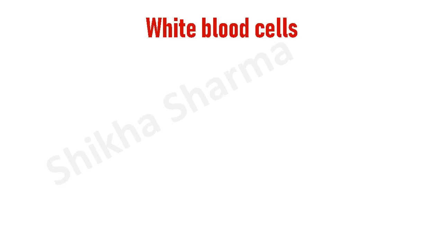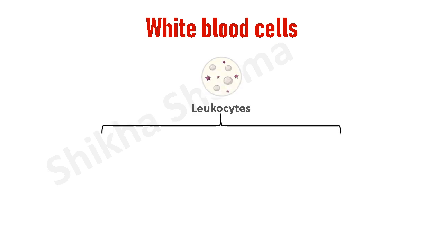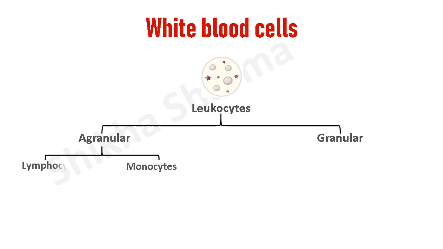After plasma and red blood cells, next we will understand the basics of white blood cells. They are also known as leukocytes. They are first divided into 2 types, agranular and granular. Agranular white blood cells have few or no granules in the cytoplasm and have a large spherical nucleus. Granular white blood cells contain numerous granules in the cytoplasm, and their nuclei are lobed. There are 2 main types of agranular leukocytes, monocytes and lymphocytes.